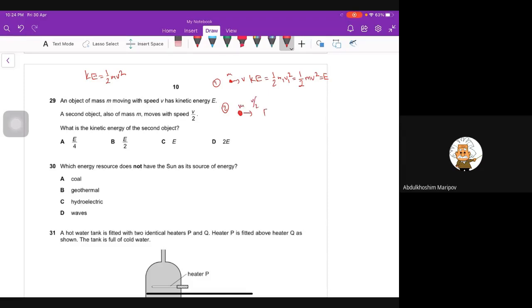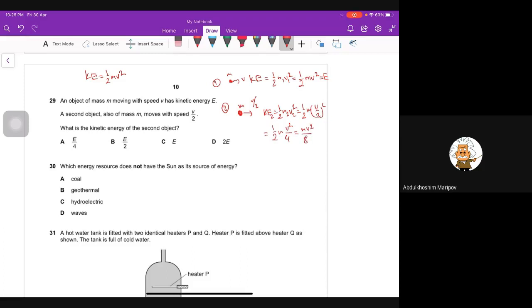So kinetic energy of the second guy would be 1 over 2 m times the velocity of the second guy squared. So 1 over 2 m is the same mass, velocity v over 2 squared, right? So this would be what, guys? 1 over 2 m v squared over 4, right? So this will be simply mv squared over 8.